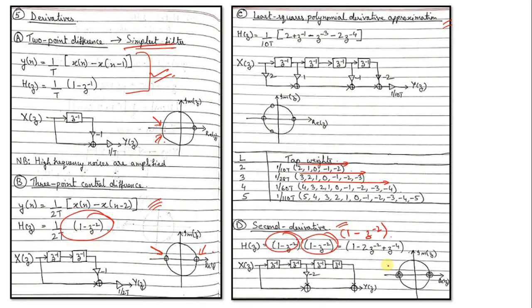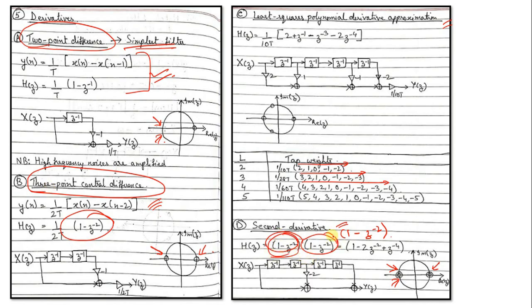Again, why is it used? Because when you use this 3-point central difference filter, the high frequency noise components are not getting amplified. That is the advantage, and why we are not using the 2-point difference filter for designing the second derivative filter. Rather, we are using this 3-point central difference derivative filter for designing the second derivative filter.